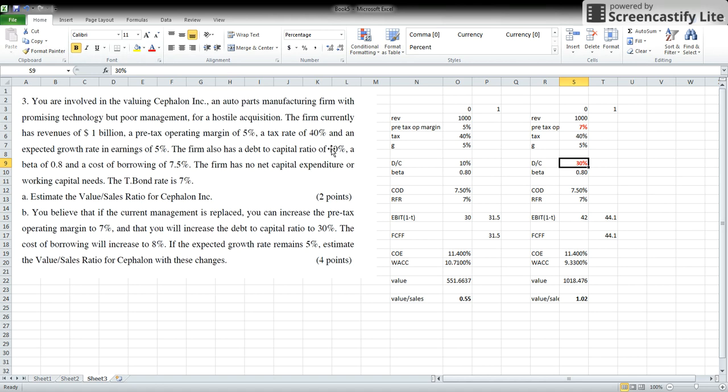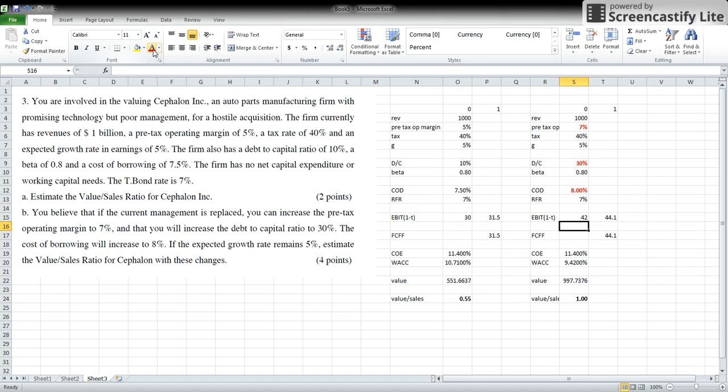The cost of borrowing, as a result of doing that, increases from 7.5 to 8%. So that's the third change that we're required to make. If the expected growth rate remains at 5%, estimate the value to sales for Cephalon after these changes have been made. Now, it would be naive to believe that the value can simply be calculated using this because we made the changes and because it's a formula based model, all the necessary changes have been implemented already.